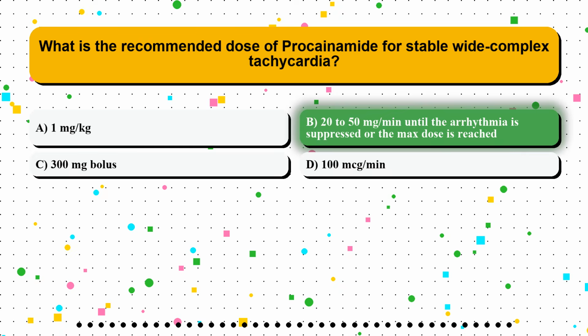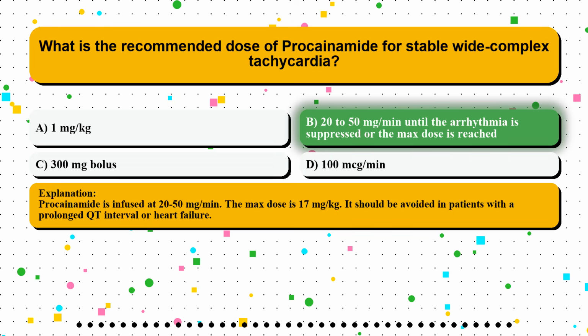The correct answer is option B, 20 to 50 mg per minute until the arrhythmia is suppressed or the max dose is reached. Procainamide is infused at 20 to 50 mg/min. The max dose is 17 mg per kilogram. It should be avoided in patients with a prolonged QT interval or heart failure.